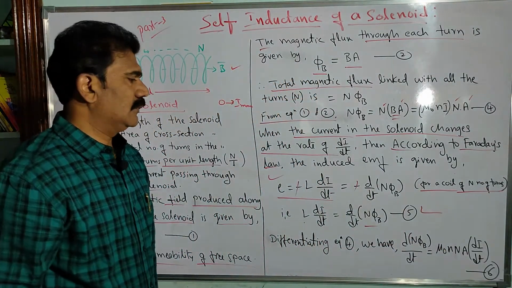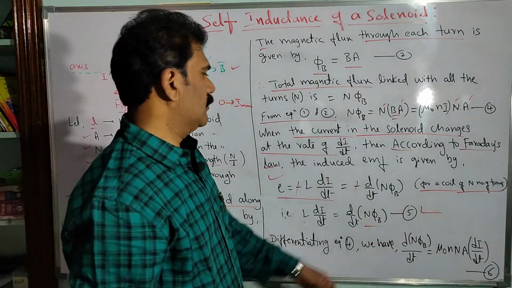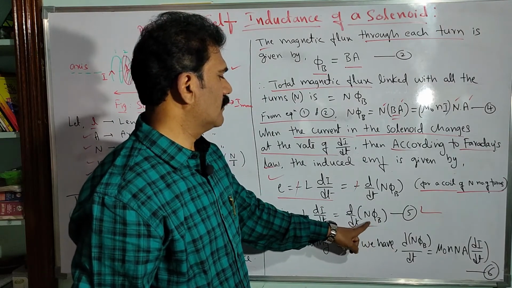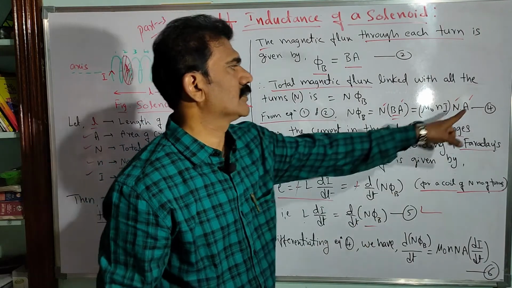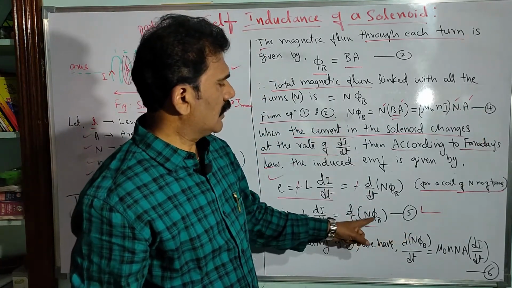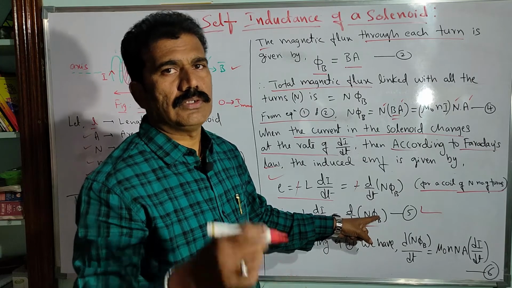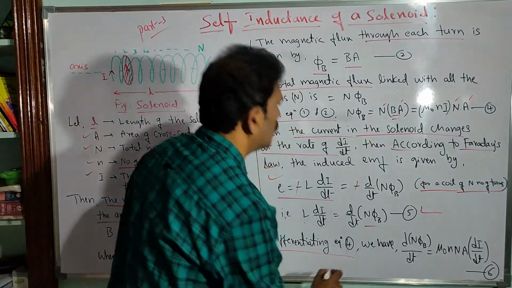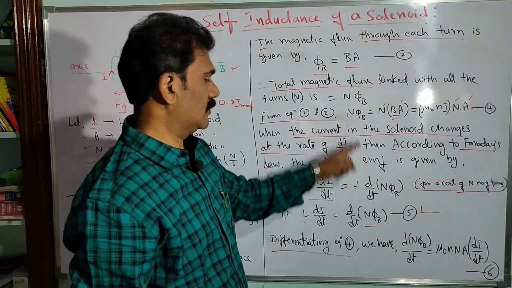So look at equation 5. It is a differentiation of N phi B. So where is that N phi B? We have that N phi B in equation 4, right? So to get that differentiation of N phi B, what we have to do? You have to differentiate equation 4 with respect to time t.